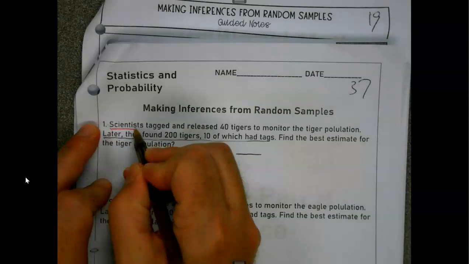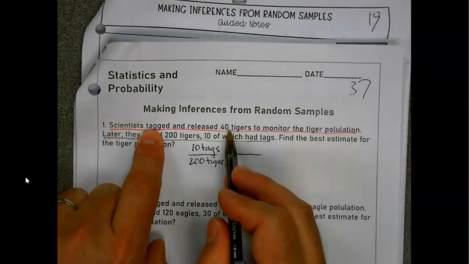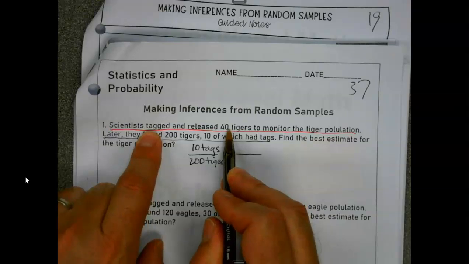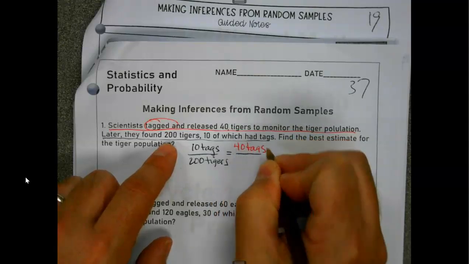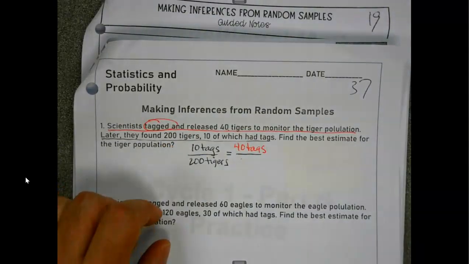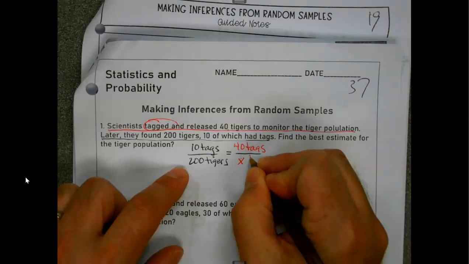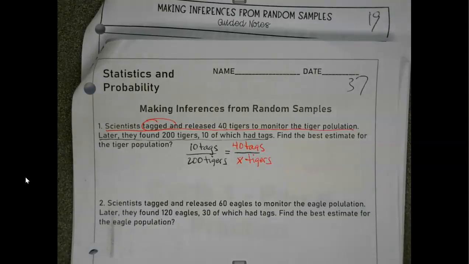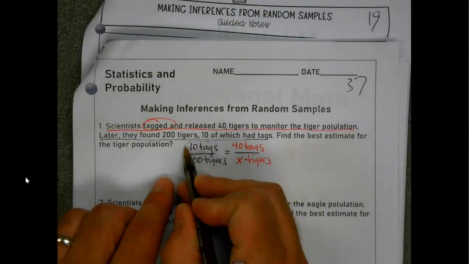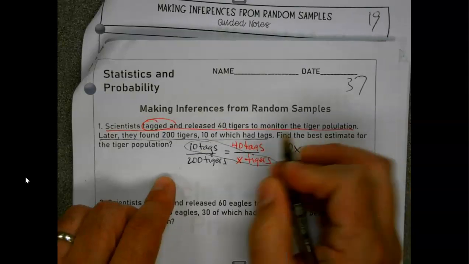Before, they tagged 40 and released them into the population. So since they tagged them, that would go up here with my tag, and that's going to help me find the total number of tigers. I'm just going to set up a proportion in that case. I could have done the 10 divided by 200 and figured out what percentage that was, but I honestly think with these, since there's not like a chart there or something, this is probably going to be the easiest route to go. So we're just going to cross multiply.